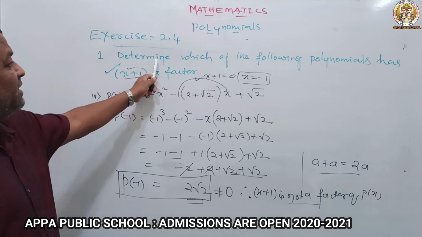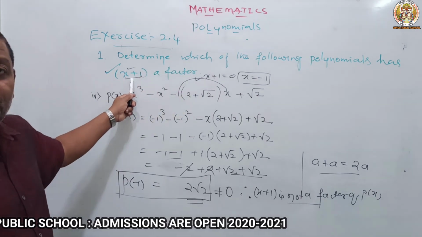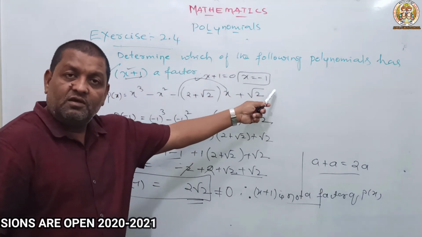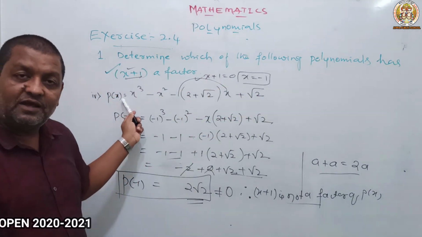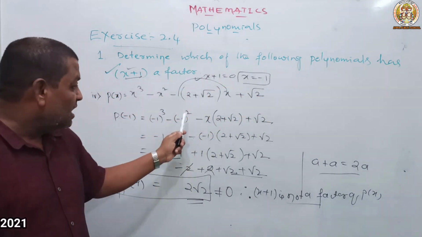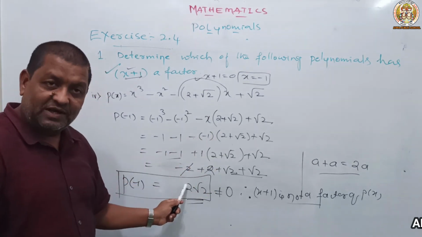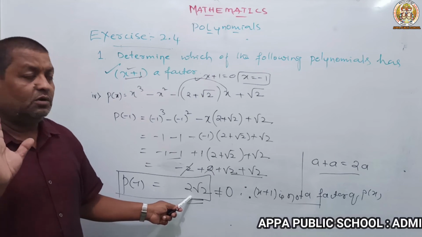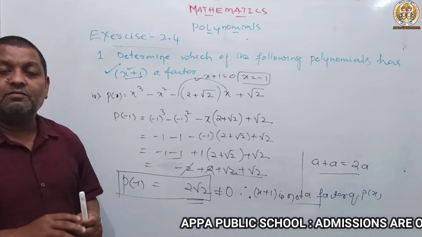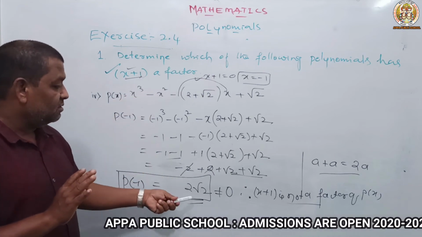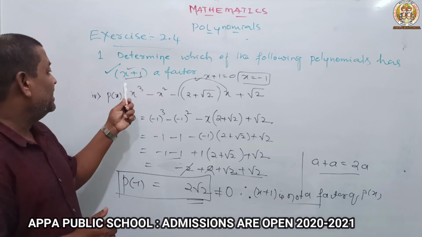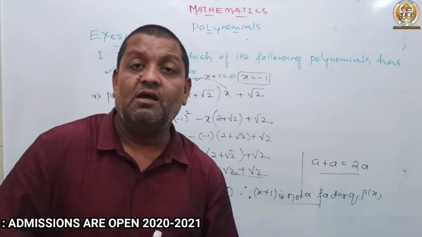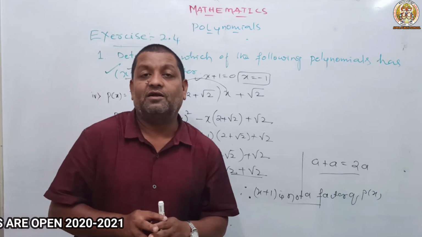So when the time comes to check if something is a factor or not, what are we doing? We are finding the value of x. Afterwards we are substituting that x value in the given polynomial. After simple simplifications, we are getting a remainder. If the remainder comes 0, then only the given linear is a factor. If the remainder is not equal to 0, then x plus 1 is not a factor. So this is the total concept of how to tell whether the given linear polynomial is a factor or not.